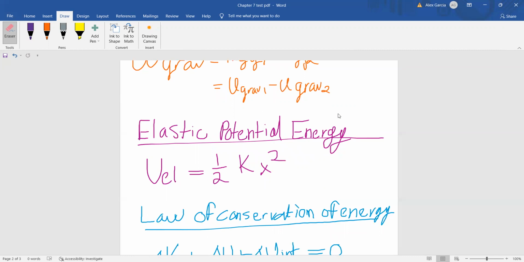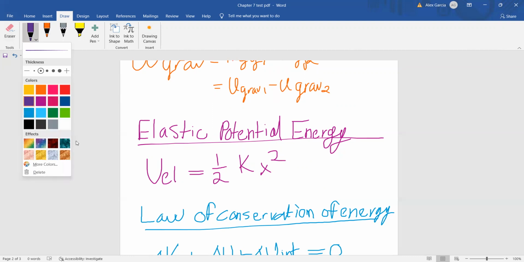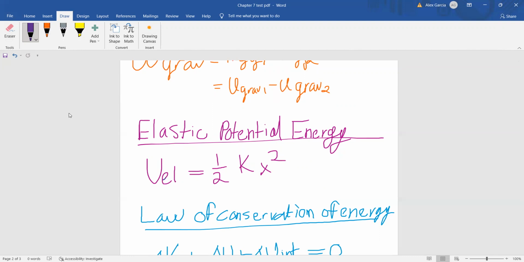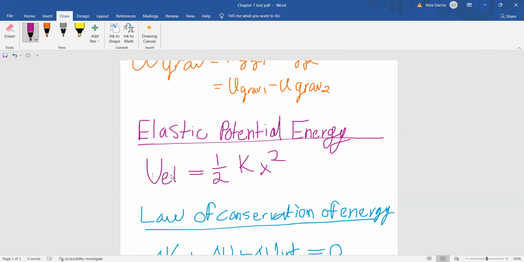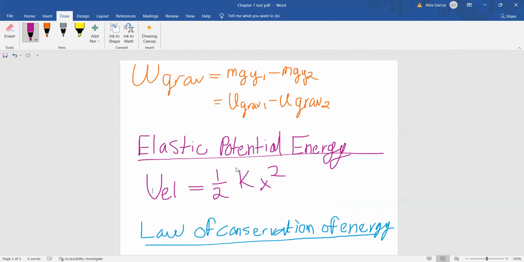Next, we have elastic potential energy. Let me fix that, because that's what that is right there. This is elastic potential energy, and it's equal to 1/2 k x squared, where x is the stretch in the x direction. This is also relatively simple. There's not a lot of manipulation you can do here, but essentially when you find elastic potential energy, you take your displacement in the x direction, so going left to right, you square that, and then multiply by one half k.